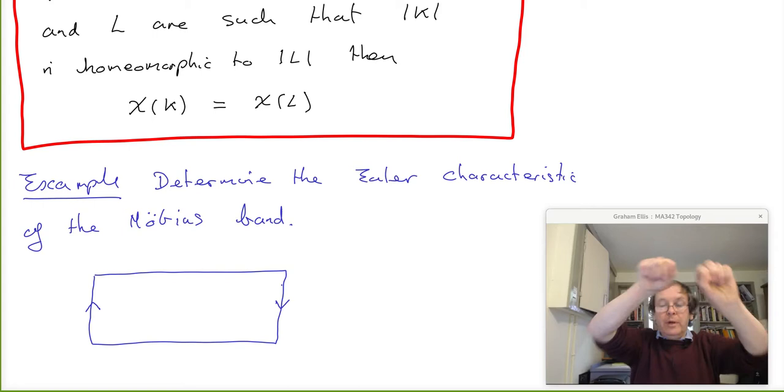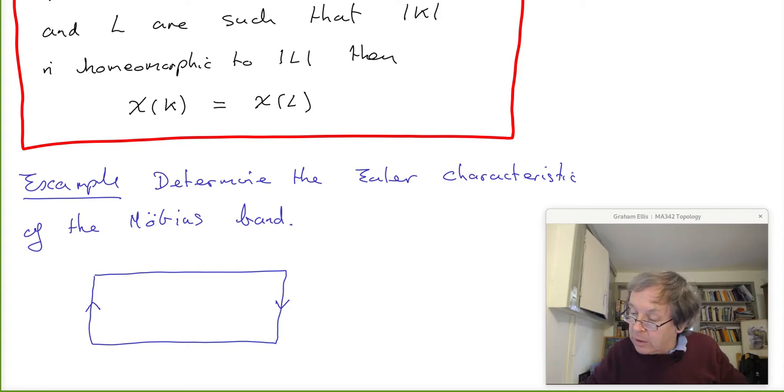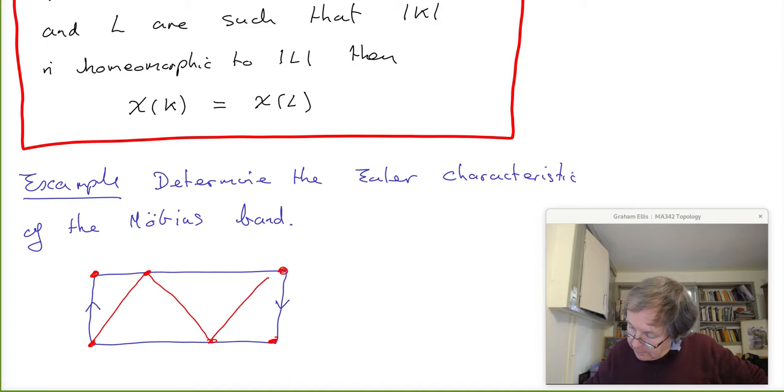So what I need to do now is construct an Euler triangulation. So I better put some vertices down. Let me see if I can do a triangulation for you, and then I'll ask you to tell me. So that's a triangulation, and there's a solid triangle there, a solid triangle there, two-simplices. That's a triangulation of the Möbius band. So help me.